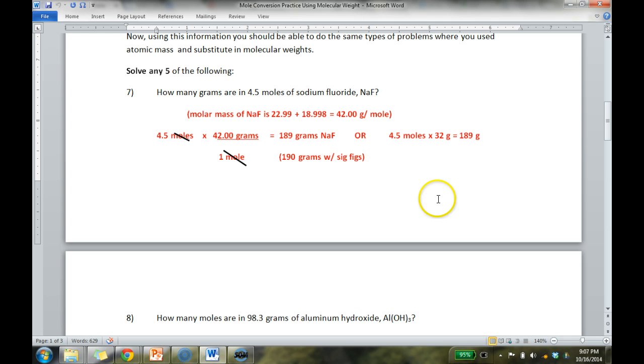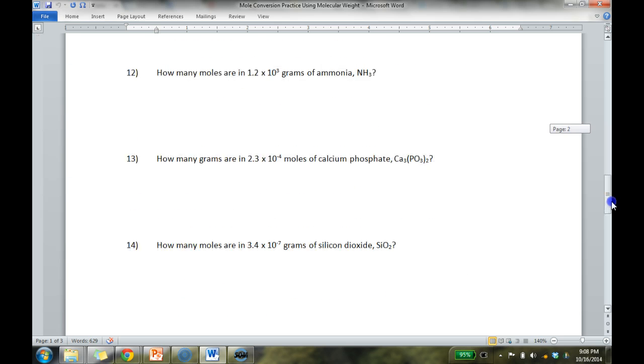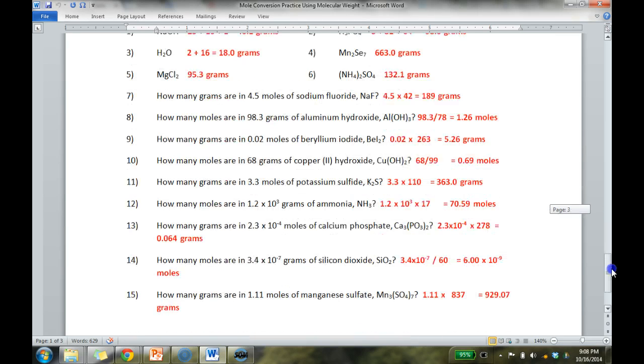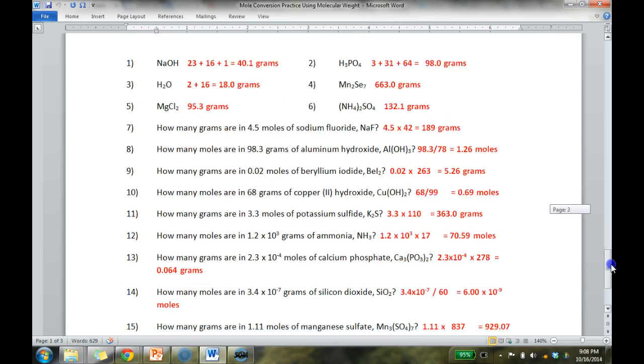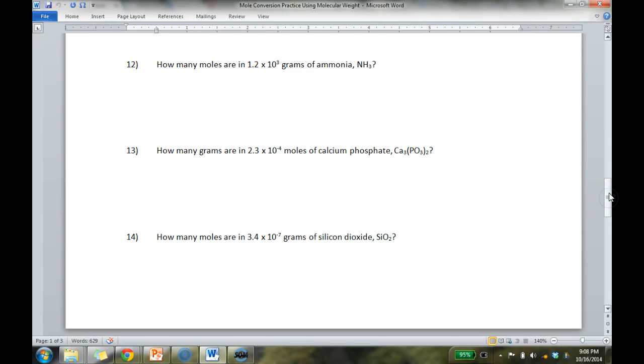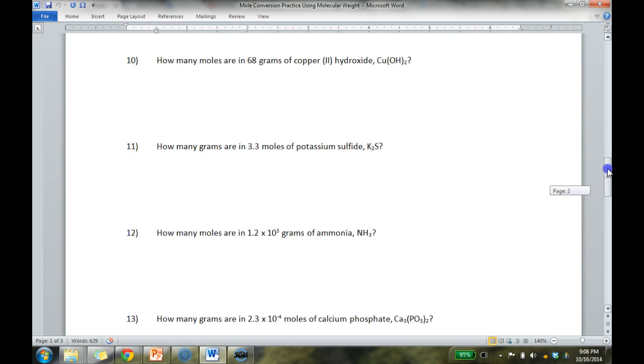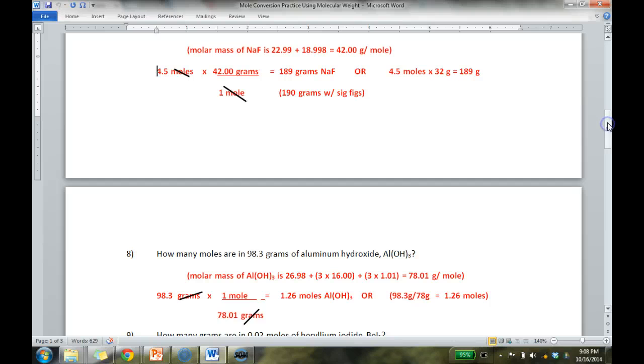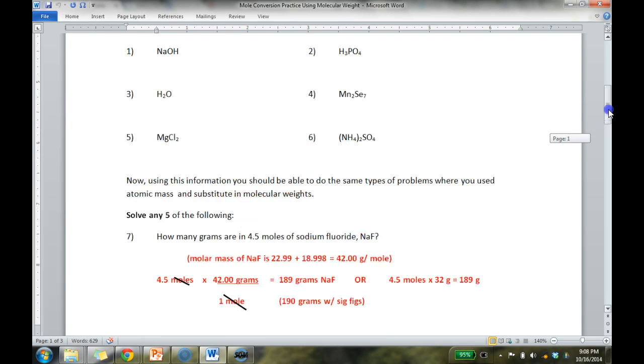This is not new. It's just taking it one step further, so I fully expect that you can do that. I'll be posting this on Schoology so that you have access to the answer key at the bottom here. So check your work. Make sure that you're on the right track, and if you have questions, please let me know. I have another problem here that you can check, but since this is really repetition, the only thing that is new is figuring out these molar masses. I'll just go ahead and let you work. But again, if you have questions, please let me know.